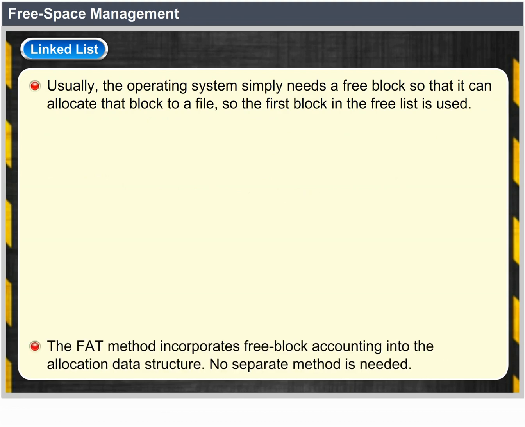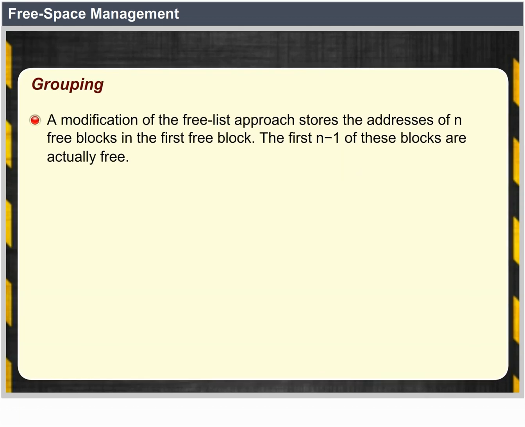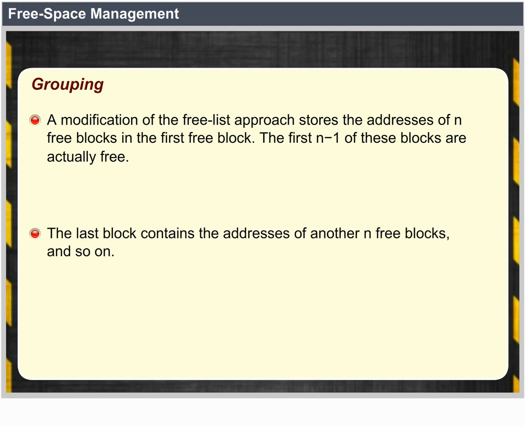Grouping. A modification of the free list approach stores the addresses of n free blocks in the first free block. The first n-1 of these blocks are actually free. The last block contains the addresses of another n free blocks and so on. The addresses of a large number of free blocks can now be found quickly, unlike the situation when the standard linked list approach is used.